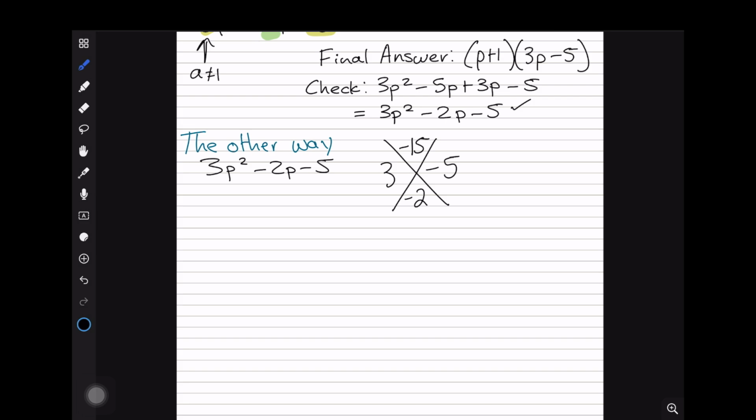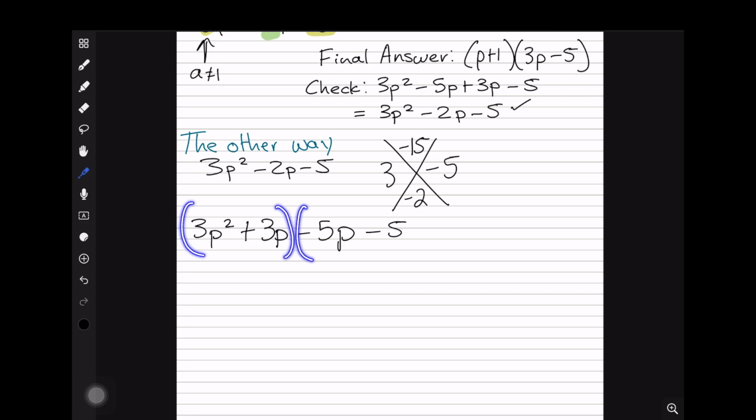So now what you want to do is those two left terms that you have, that 3 and the negative 5, you want to include them with the variable p. So you're going to have 3p squared plus 3p. That's where that 3 comes from. And then you're going to have minus 5p minus 5. So essentially, you're rewriting that negative 2p from the original equation. And you're sort of just including it with the two numbers on the big X.